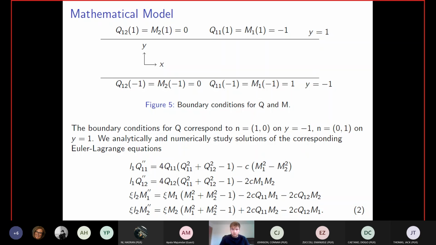And so we want to find the local or global minimizers, and these will be solutions to the corresponding Euler-Lagrange equations of the ferronematic free energy. We want to analytically and numerically study this system of equations.